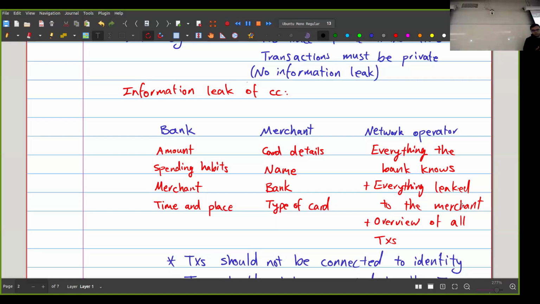So here's the thing. If I were to use cash, the amount of the transaction is something that I would know and the merchant would know. But now my bank also knows the amount. Right? And the bank actually can have a record of all of my transactions. So the bank not only knows the amount of my current transaction, it actually knows all of my spending habits. The bank also knows which merchant I bought something from, which is, again, not something that I wish to disclose to the bank. And it also knows the time and place.